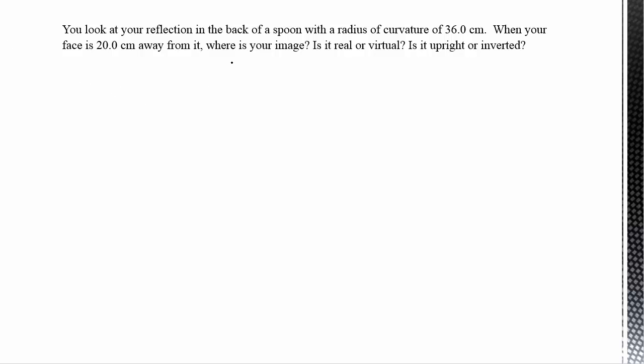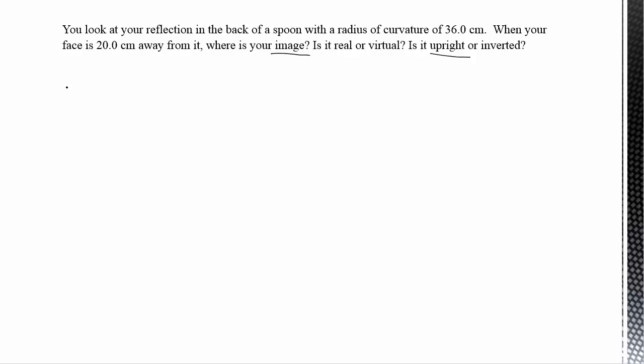So, if you still have that spoon that I had you get out in the previous videos, because you forgot to take it back to the kitchen, well, grab that sucker and now look at your reflection in the back side of it. You are going to see yourself small and upright. So let's say that your spoon has a radius of curvature of 36 centimeters and you are holding the spoon 20 centimeters away from your face, and we want to figure out where that nice, beautiful image of you in the back of your spoon is.